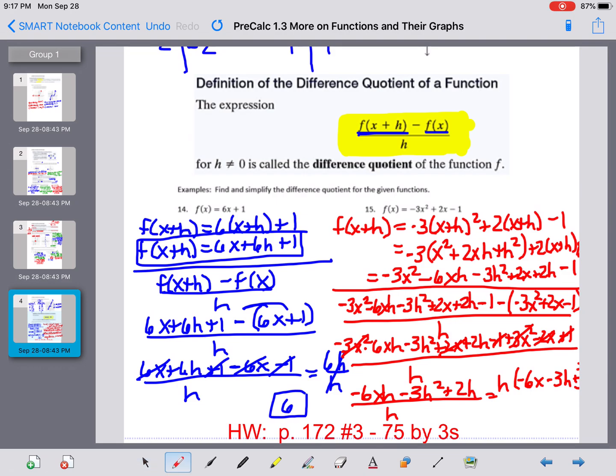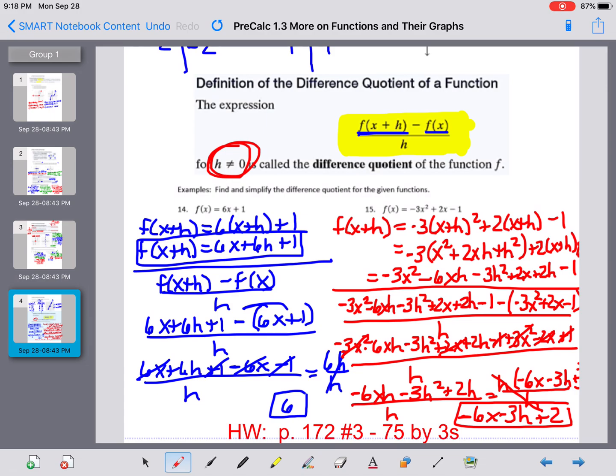All right, there's a plus 2 over there, all over h. My h's cancel, they divide out. And I'm left with negative 6x minus 3h plus 2. And that's my difference quotient, okay? And for all of them, we always make sure we know h cannot equal 0, right? Because it couldn't be 0 and be in that denominator. So keep in mind it can't equal 0.